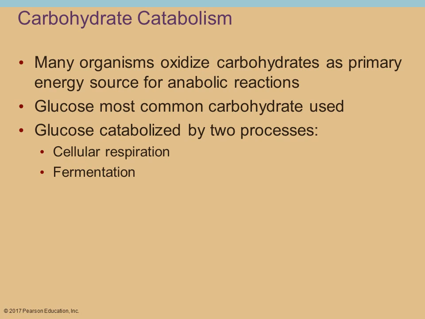A lot of organisms are going to use carbohydrates as their primary source for energy. And within carbohydrates, glucose is going to be the most common one to be used. Now you can break down glucose, and as you break it down, you're forming ATP. There are two main processes used in the breakdown of glucose. One is cellular respiration and the other one is fermentation.